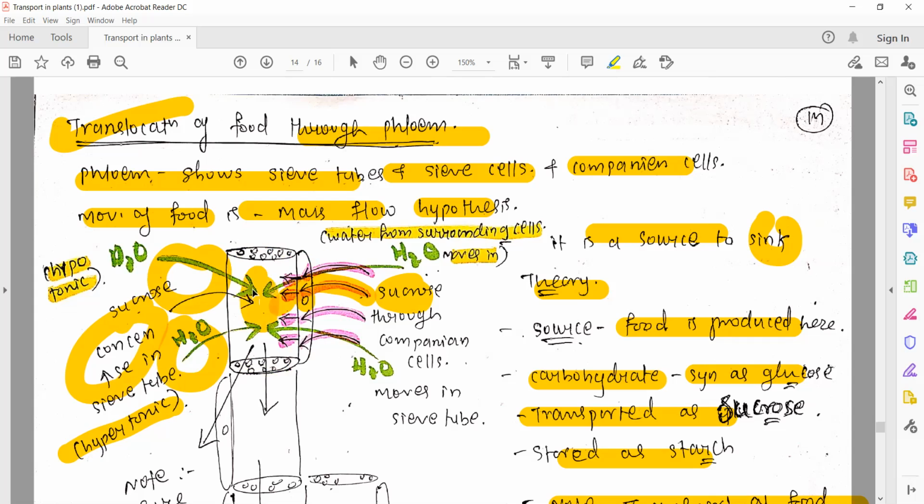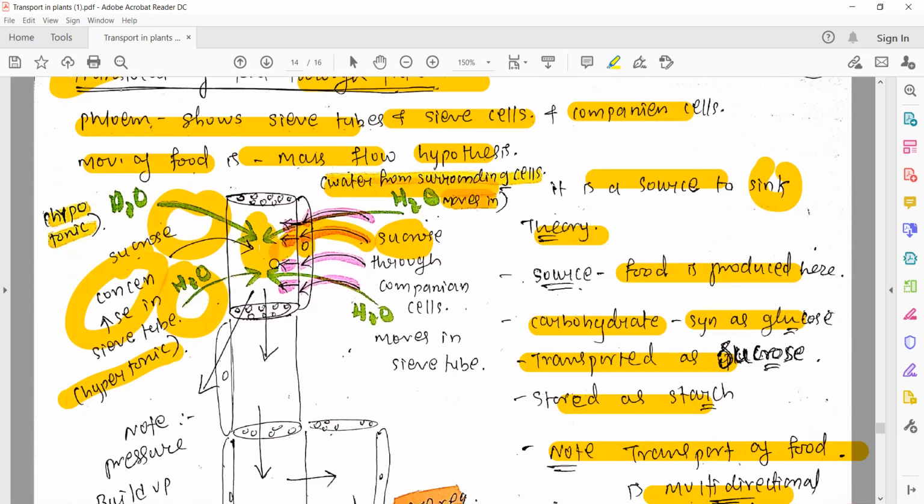So when water from the neighbor cell enters, see what is written over here: water from the surrounding cells moves in, that is, inside the sieve tubes itself. So what are the two things in the sieve tubes? Now there is the presence of sucrose, and now there is the presence of water itself. So now pressure will start to build up. Okay, now the pressure will be more inside the sieve tubes.